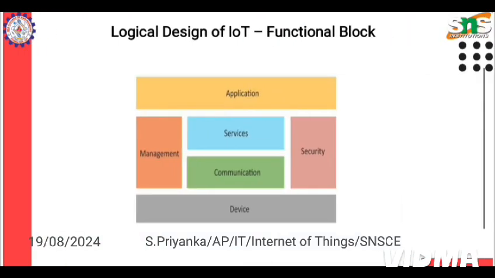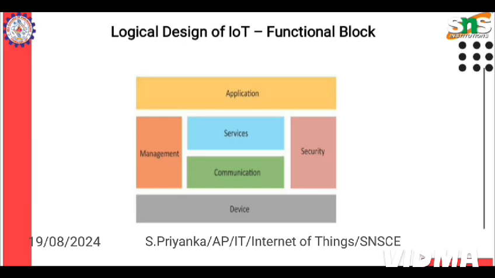First, let's see in detail about the IoT functional blocks. IoT functional blocks consist of a number of functional blocks that provide the system the capabilities for identification, sensing, actuating, communication and management. It mainly consists of application, management, services, communication, security and devices. Let's see in detail. Devices. An IoT system comprises the devices that provide sensing, actuating, monitoring and control functions.